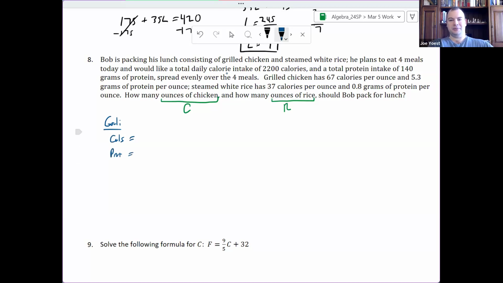So the total calories should be 2,200 over 4, or I want 550 calories for this meal. And my grams of protein for this meal should be 140 over 4. OneNote just loves making my 4s into 9s. 140 over 4. The 140 over 2 is 70, and 70 over 2 is 35. So my goal for this lunch is to have 550 calories with 35 grams of protein.